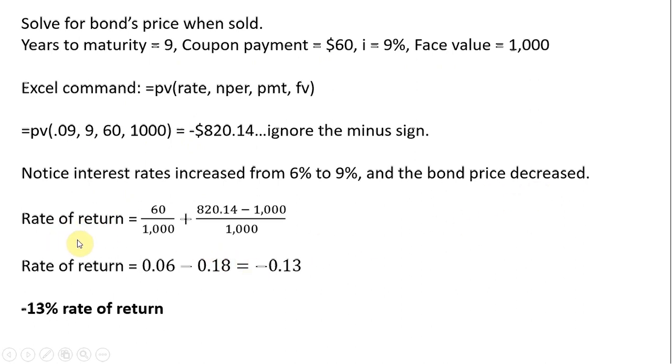So now going back to our rate of return, 60 divided by 1,000. This is just the current yield when you bought the bond. And then $820.14 is what you sell the bond for 1 year from now, minus what you bought the bond for today, divided by what you bought the bond for today. And calculating that, you have a negative return of 13%.